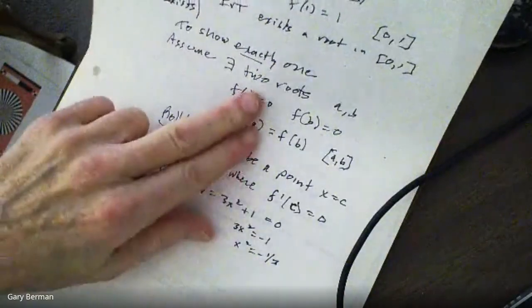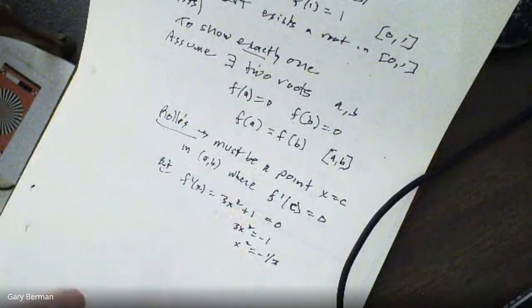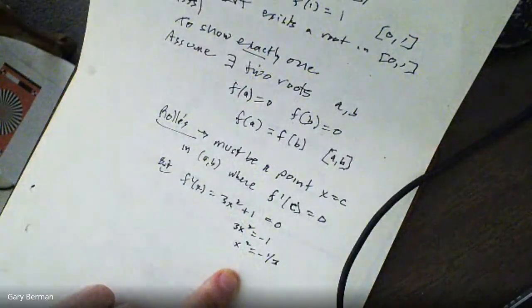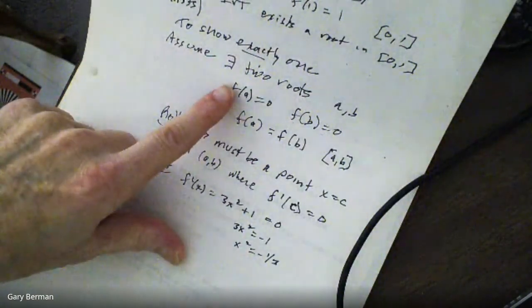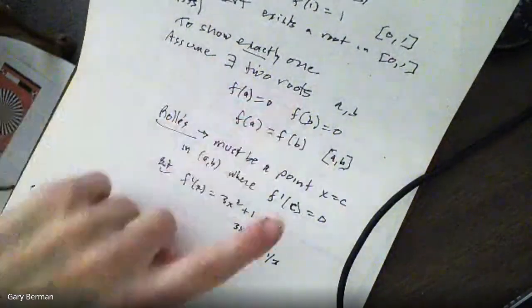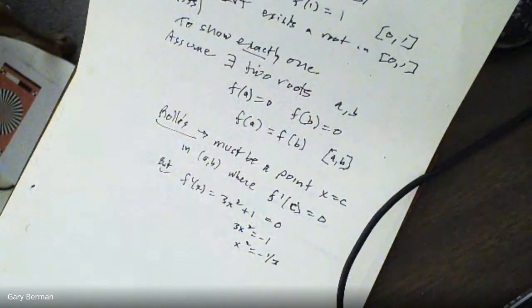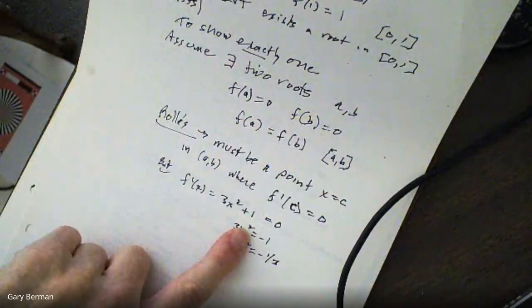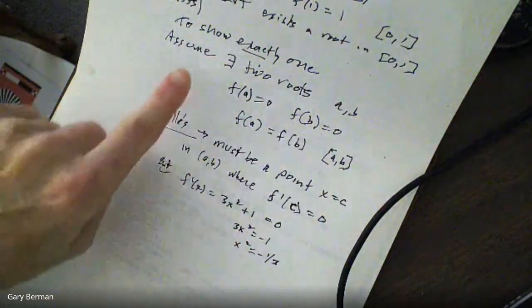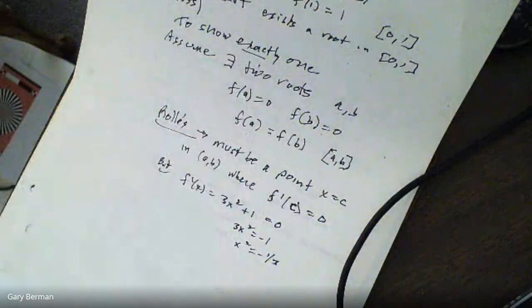Everything else, the work is correct from here on in, but it's giving us a complete contradiction. It means that whatever you assumed at the beginning has to be wrong. We assumed there were two roots. It can't be. Because we know Rolle's theorem is true, and we know it's also true that this derivative, 3x squared plus 1, can't be 0. So the problem is back at the original assumption.